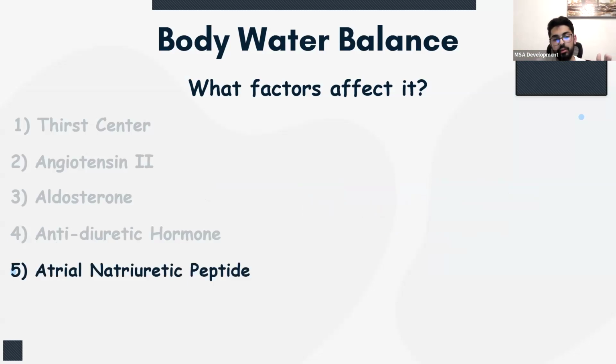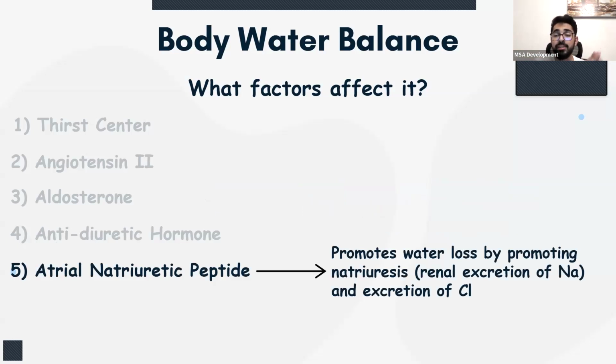ANP, on the other hand, as I said, kicks in when there is a volume overload, and it's going to cause an increase in excretion of Na and Cl. Okay, and it basically works opposite to aldosterone. So aldosterone increases the reabsorption, therefore increasing water reabsorption. But ANP increases their excretion, and therefore water is going to be lost with them.